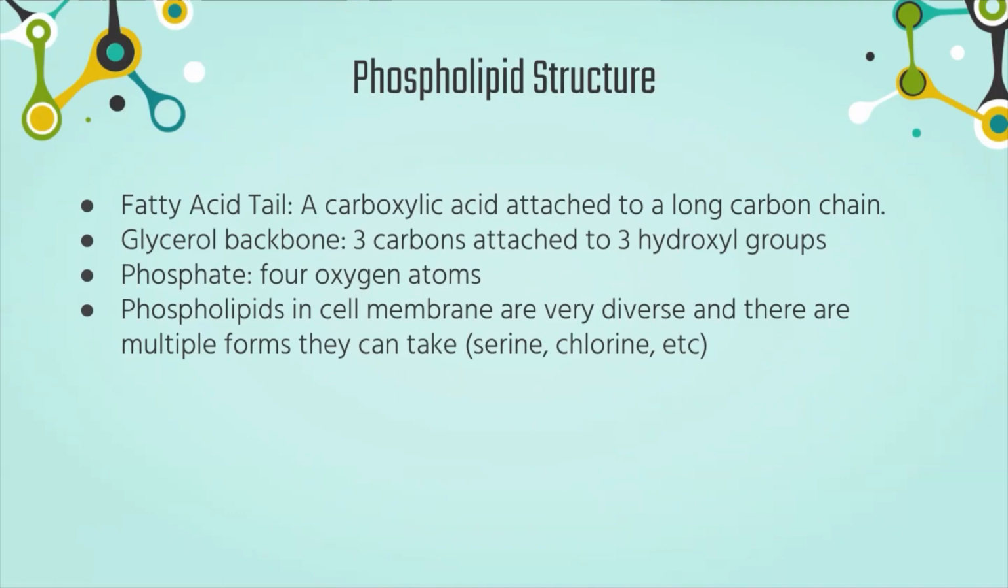Next, we'll go into the glycerol backbone. It's actually a pretty basic structure. It has three carbons attached to three hydroxyl groups, and there's only one glycerol in each of the phospholipids. The last one is the phosphate group, which is the head. There's phosphorus and four oxygens attached to it. Now, the phospholipids on the cell membrane are very diverse and can take many different forms, some examples being serine, choline, etc.